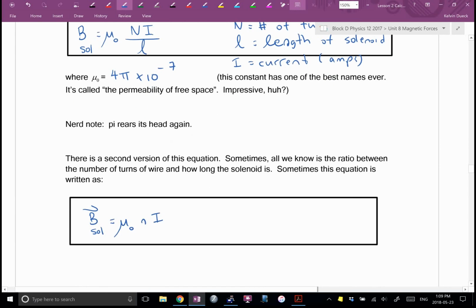In this second box, lowercase n is the number of turns per meter. So if they give you so and so many turns per meter, you'll use this one. What they've already done, Kevin, is they've taken n and divided it by L and given you that number down there. If you're actually buying solenoids, that's typically how they're labeled, in turns per meter.